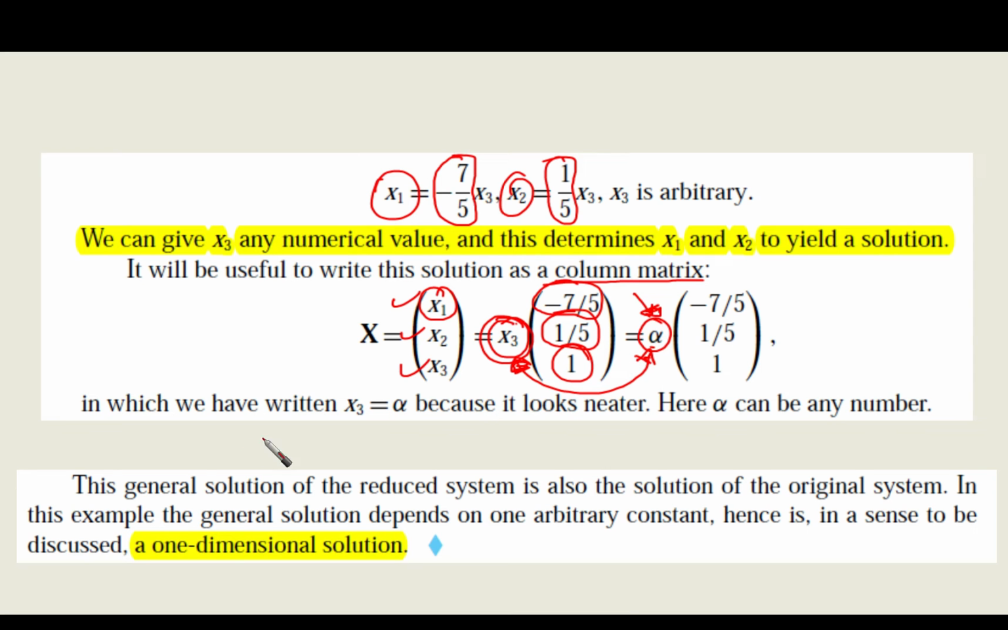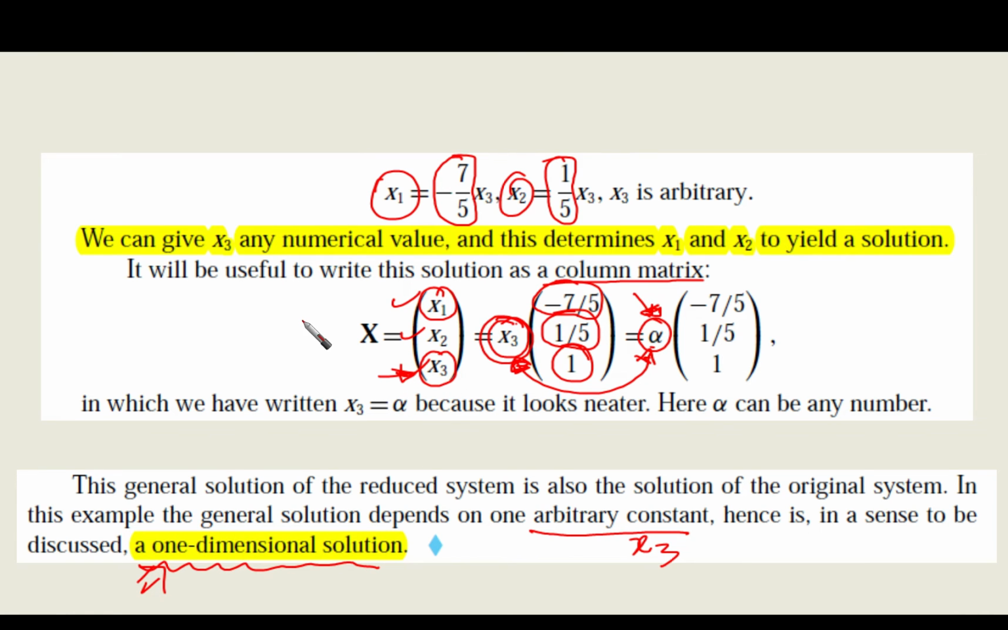This general solution of the reduced system is also the solution of the original system. In this example, the general solution depends on one arbitrary constant, which is x3. Hence, in a sense to be discussed, we call it a one-dimensional solution. So what is the meaning of one-dimensional solution? It means that we have only one unknown that our solutions depend on. So we call it a one-dimensional solution. So that's the case for us.